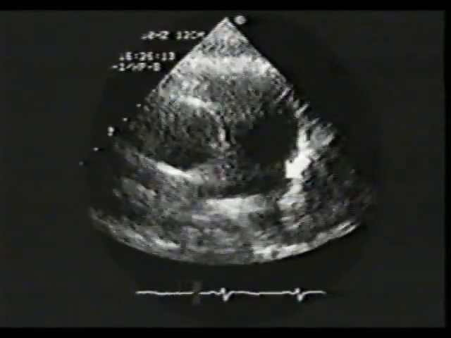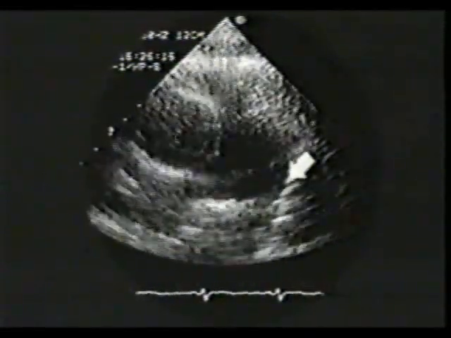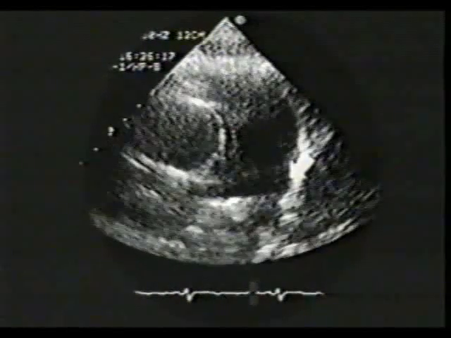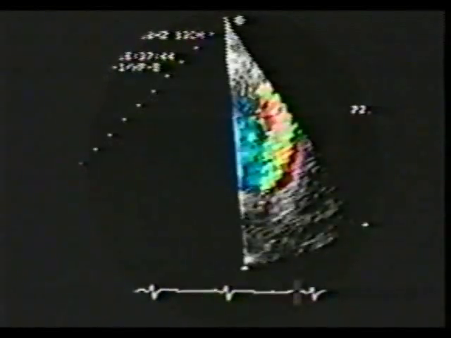In this view, we cannot directly visualize the ductus arteriosus. And now, in color flow mode, you can clearly see the shunt. The shunt enters into the main pulmonary artery, and the narrow width at origin is consistent with the small ductus.